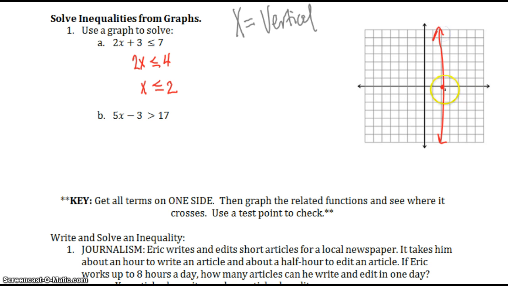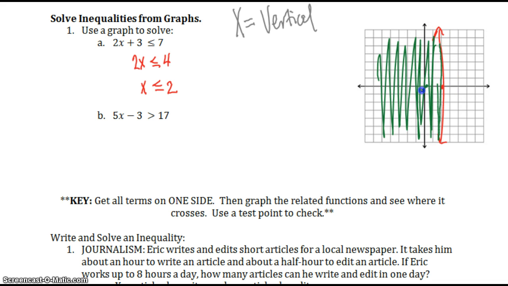And am I shading to the right or to the left? Remember, y is not an issue here. Only x is an issue. X is less than or equal to 2. So my shading is going to be to the left. You can plug in the 0, 0 test if you want to. 0 is less than 2. That's true, so it should be part of our solution.